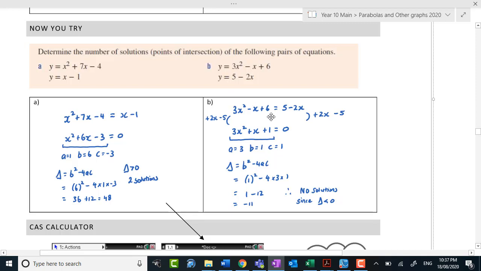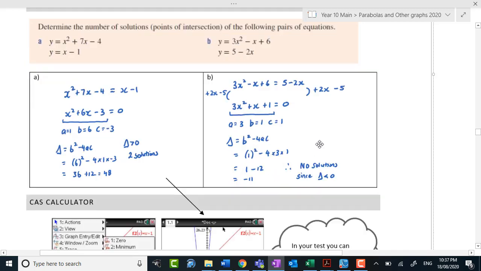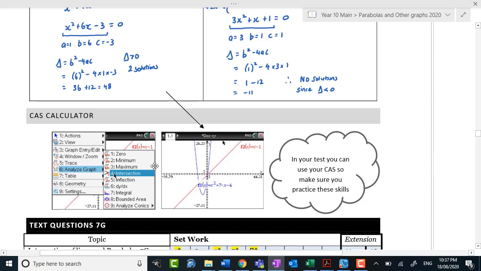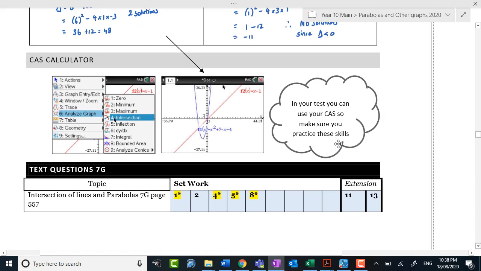And likewise with this one, this time we want to add 2x to both sides. We also want to subtract 5, and then that gives us this thing here. Now, when I go ahead and find the discriminant there, I get a negative number, negative 11, which means that there are no solutions, so hence there's no intersection. Like I said, you should try this on your CAS calculator. You've got the instructions there. Put the graphs in, menu, analyze graph, intersection. Try practicing finding those as well, because that's where you're going to be able to use your CAS in your test. So please practice those skills.